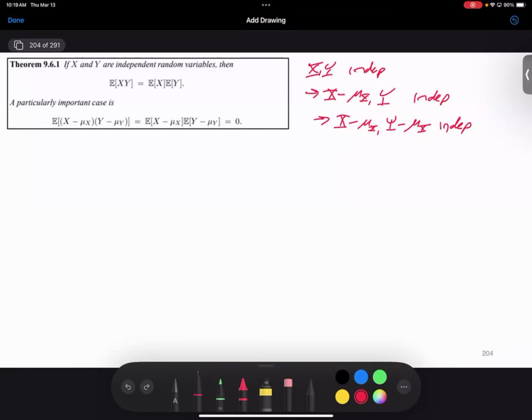What would the covariance be if x and y are independent? 0, which makes sense. The covariance is kind of measuring how they vary together. Well, if they're independent, there's really no connection. All right, so the question is, how rigorously do we prove this? So proof.